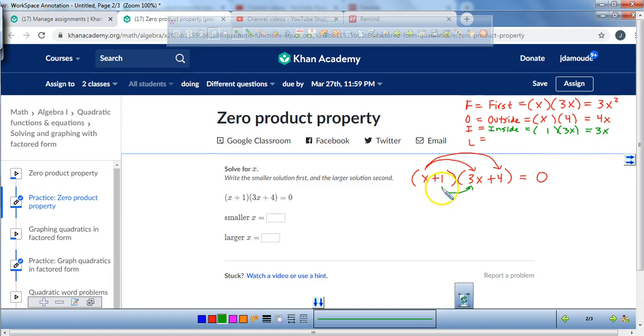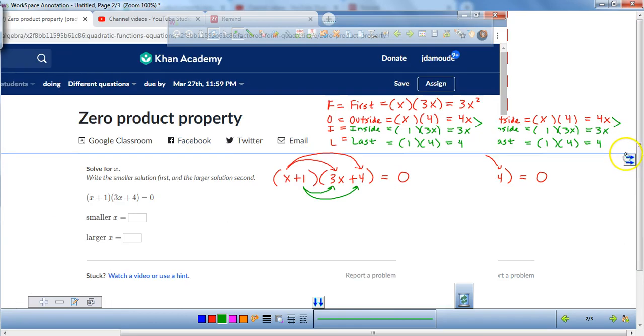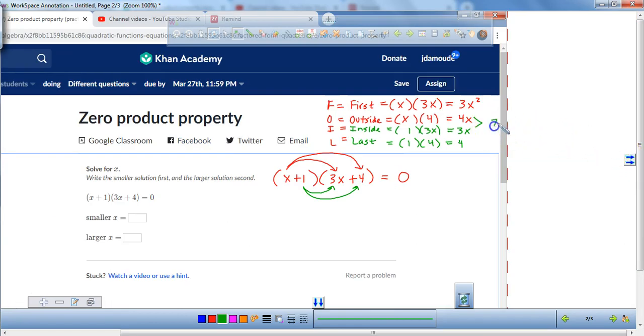And lastly, our last terms are the last terms of each binomial. 1 being the last term, 4 being the last term. So our last terms are 1 times 4, which is 4. Okay? Now, if you look right here, these terms are like terms, so we can add those together and get a total of 7x. So our final expression over here is 3x squared plus 7x plus 4 equals 0.